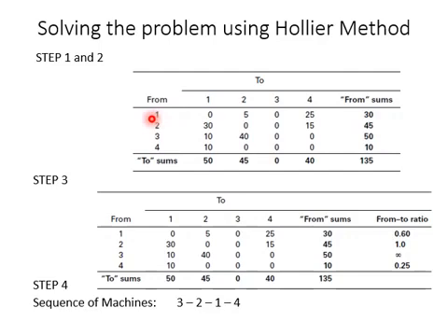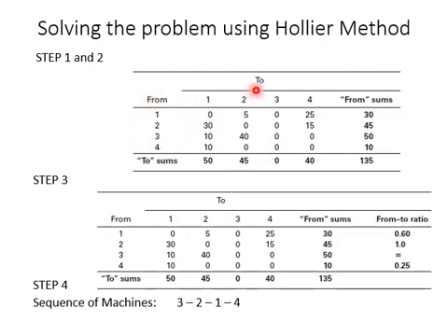So from machine 1, 5 parts are getting processed on machine 2, 25 parts are getting processed on machine 4. So total flow from machine 1 is 5 plus 25, 30. Likewise, we can compute for machine 2, it is 30 plus 15, 45. For machine 3 it is 10 plus 40, 50. For machine 4 it is 10. So this is the total flow for all the 4 machines.